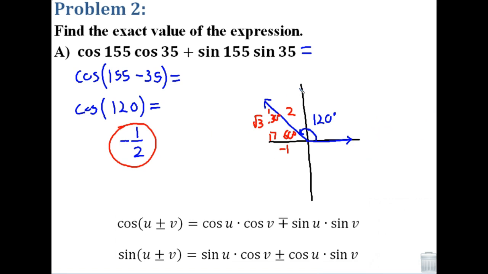So my answer here is negative 1 over 2. Again, a little review from something we did months ago. But the idea here is to take this complicated expression, use our sum and difference identities to write it down into something simpler, something we know how to evaluate, and then just evaluate that. Okay, that's part A. Once again, pause the video, work through part B, and then hit play to get an explanation or to check your answer.